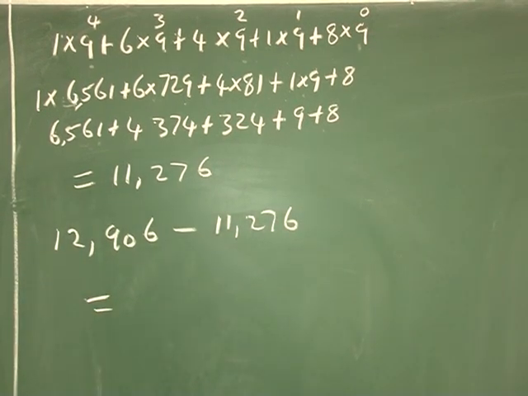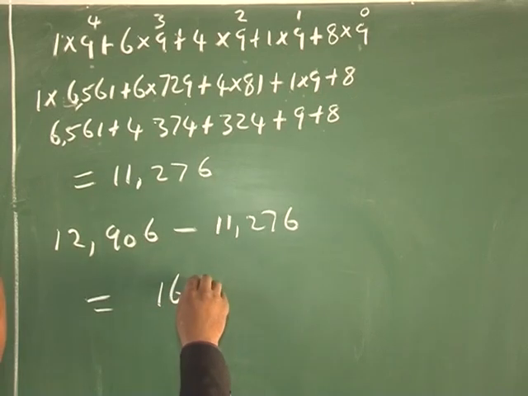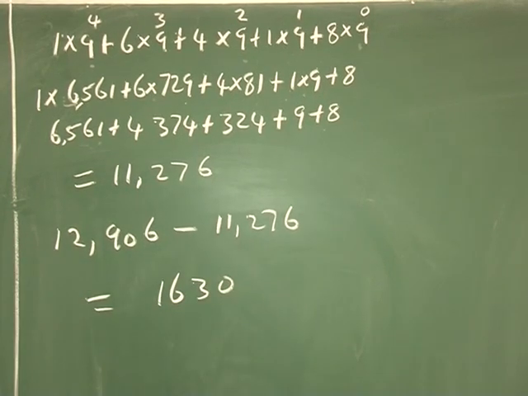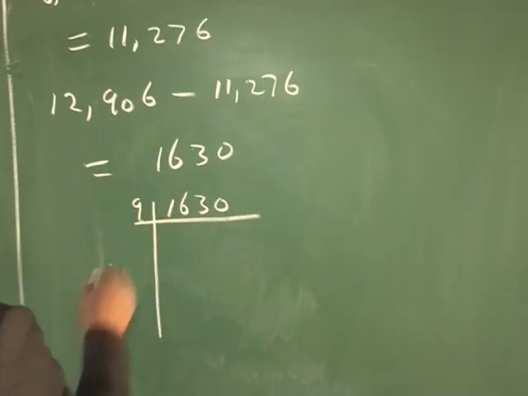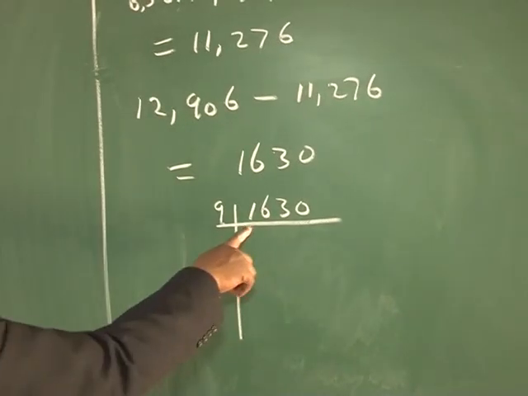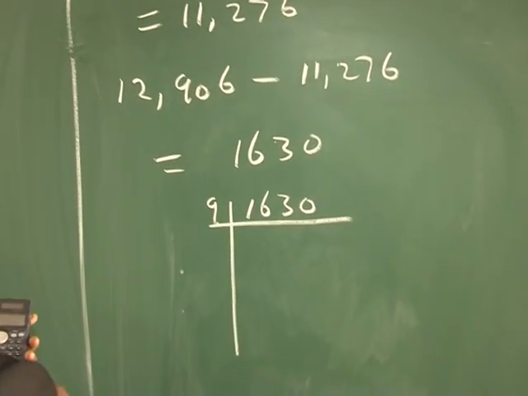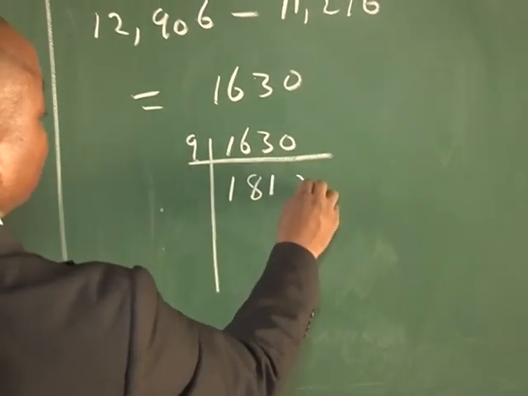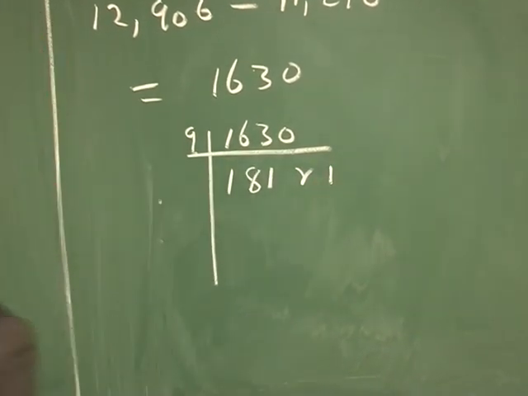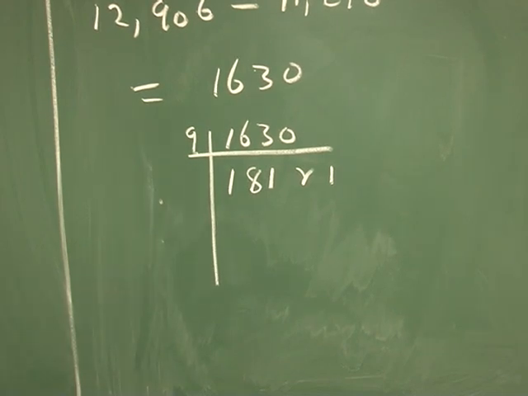Then we'll have 12,906 minus 11,276. That will give us 1630. So now we are going to convert 1630 to base 9. And 1630 divided by 9 will give us 181. Remainder 1.